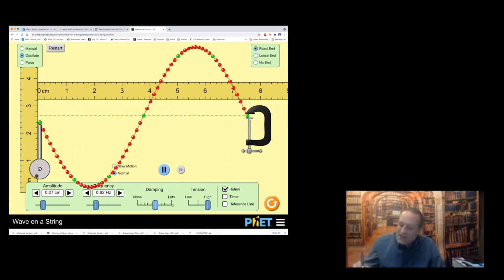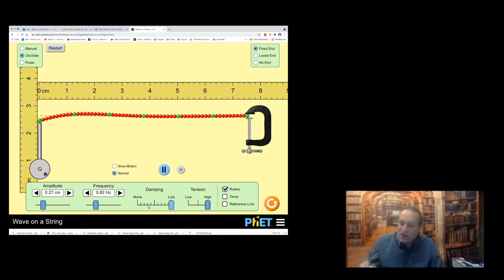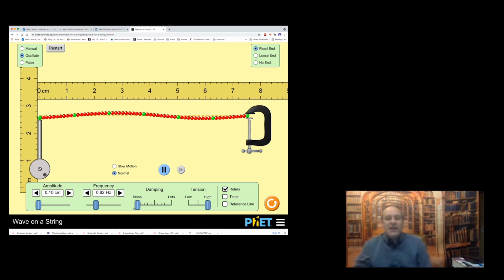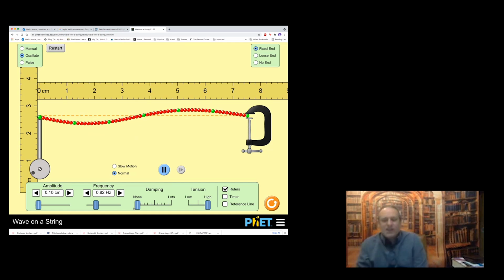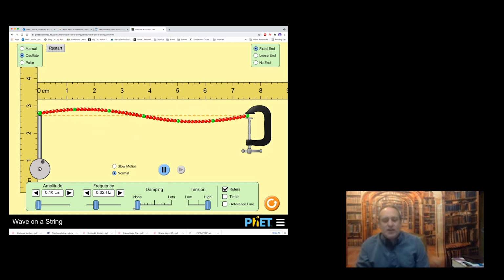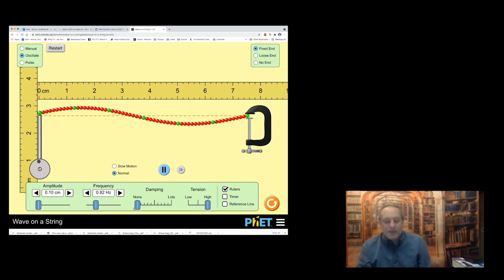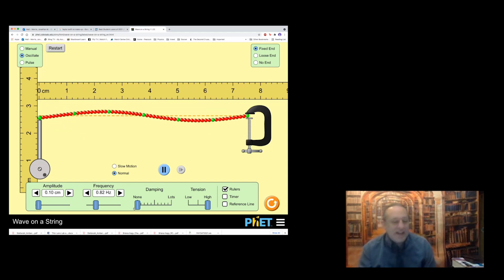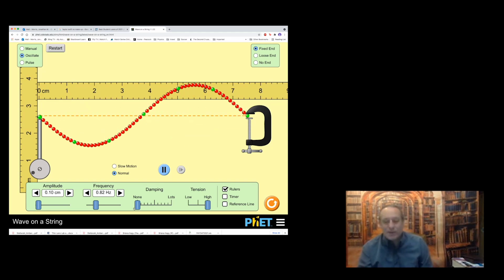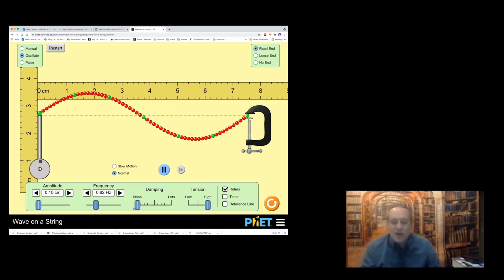Even if I kill the oscillation and I turn the amplitude way down, so this little oscillator on the end is doing very little, it's moving only up and down a little bit, we're going to see that the amplitude is still going to become very, very large, even with a small oscillation. So when that happens, that means we have found one of the standing wave patterns, one of the standing wave frequencies.